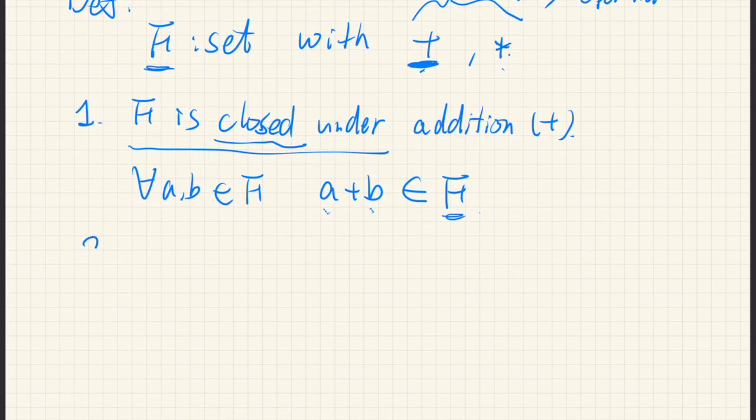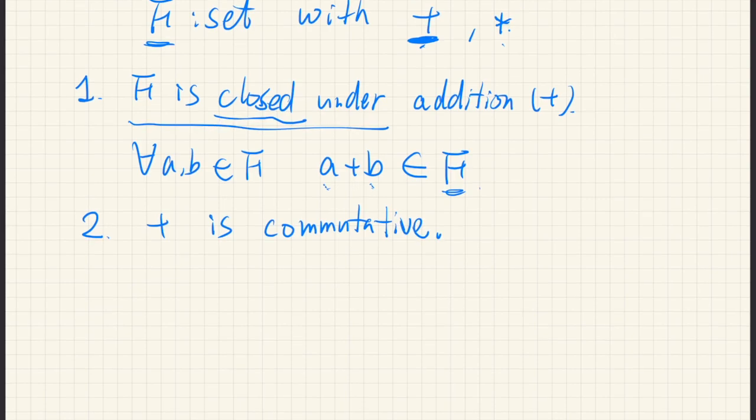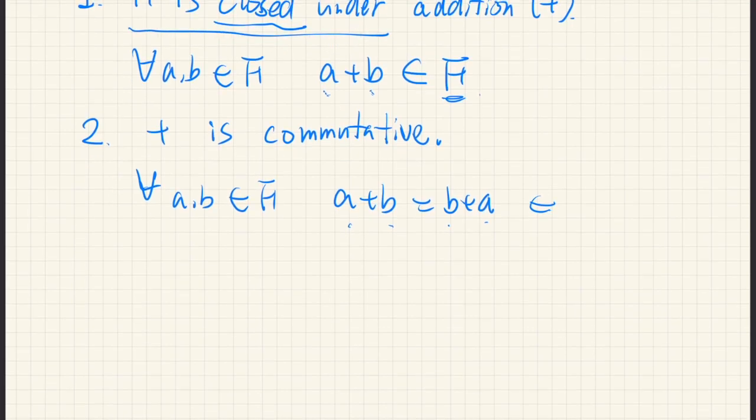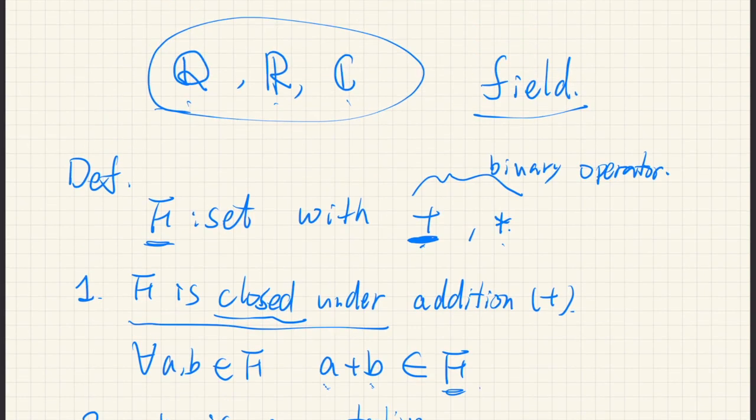Okay, and second, this addition operation is commutative. I hope by now you are familiar with this term commutative. So that means for any elements A and B of F, we have A plus B is equal to B plus A. So we can swap the order of addition. And we already know this applies to all of these sets, right?